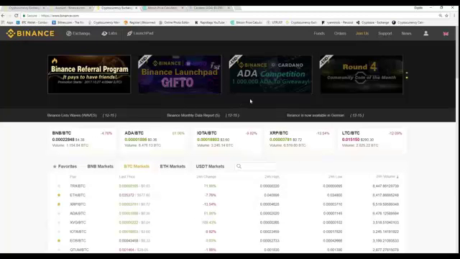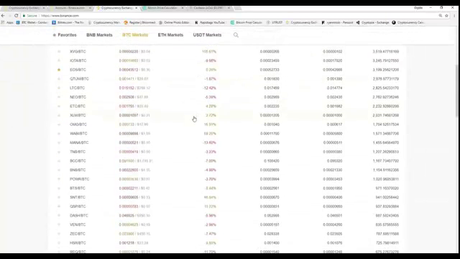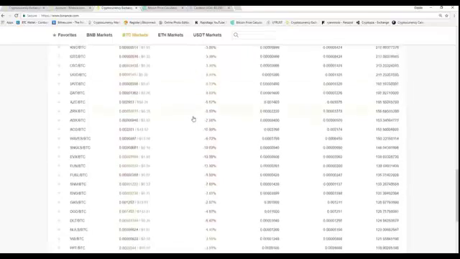Now this is the home page when you're logged into your account. Up here you're going to have some news that Binance comes out with every so often. Right here, this is going to be all your most viewed cryptocurrencies. Down here, this is going to be all the cryptocurrencies listed on the Binance Exchange.